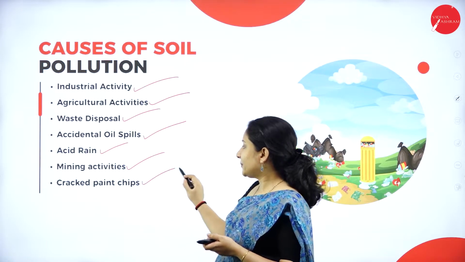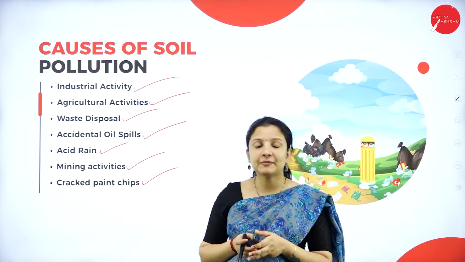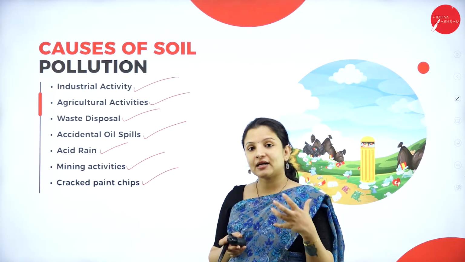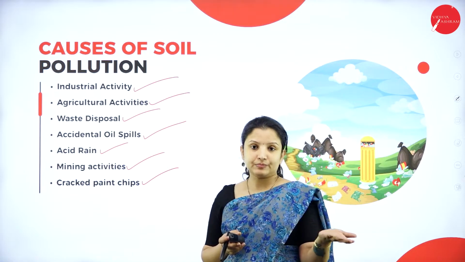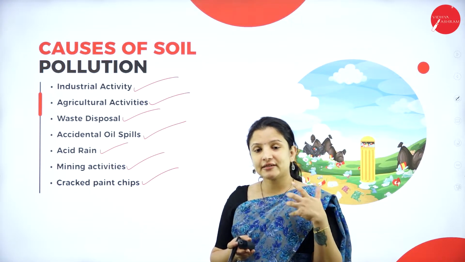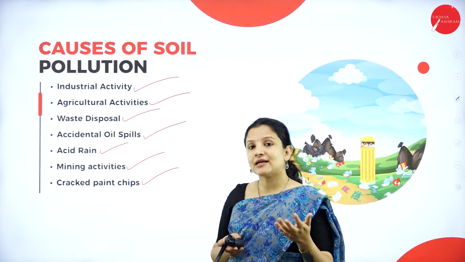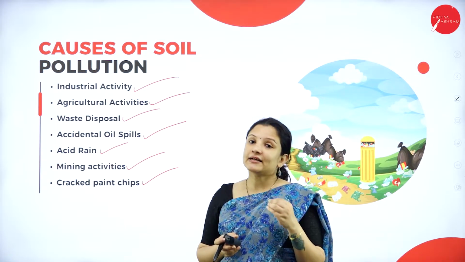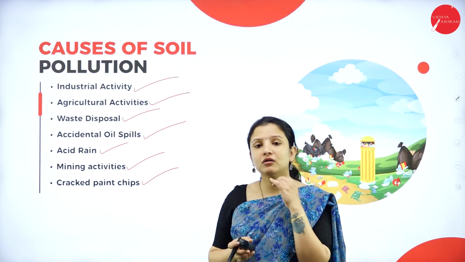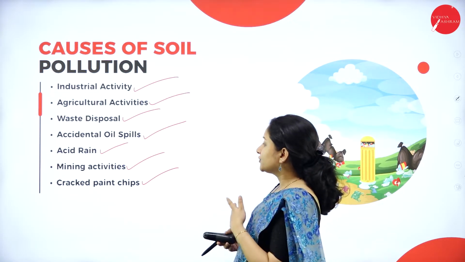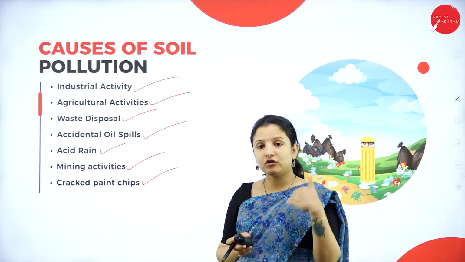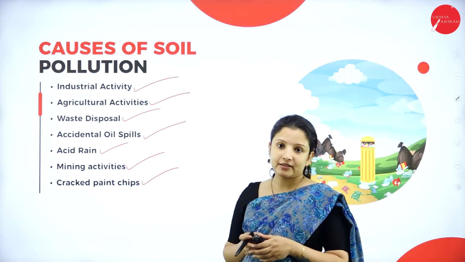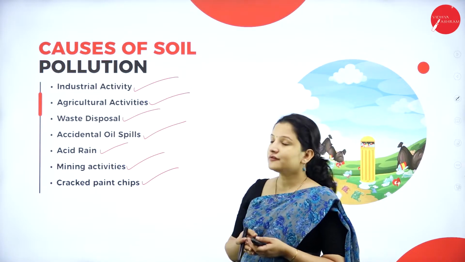And next is cracked paint chips. We all know that paint, especially, contains lead. For a bright, intense, shiny color, lead is actually added, and lead is one of the most toxic chemical substances on the planet, which can lead to a lot of devastating effects. So, the cracked paint chips that fall on the ground from houses can also contaminate the soil. So, these are the different causes of soil pollution.